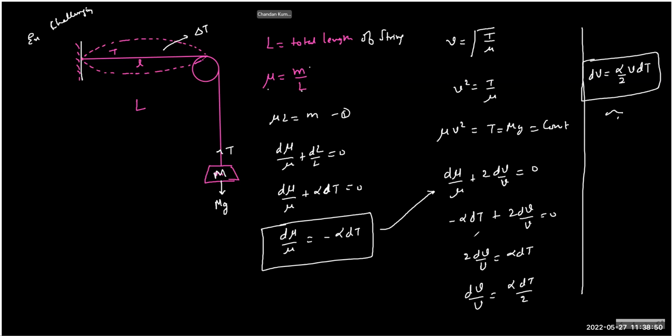So they may give you alpha, they may give you the initial velocity, or you can find the initial velocity from the tuning fork and all. So many things we can design this way. Understood.